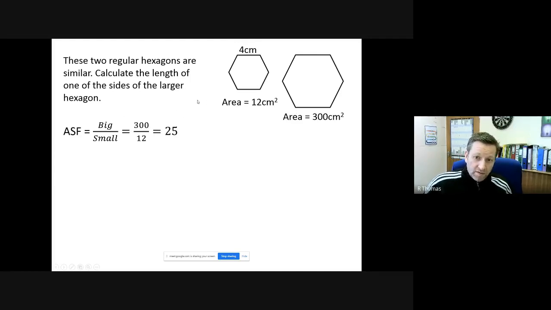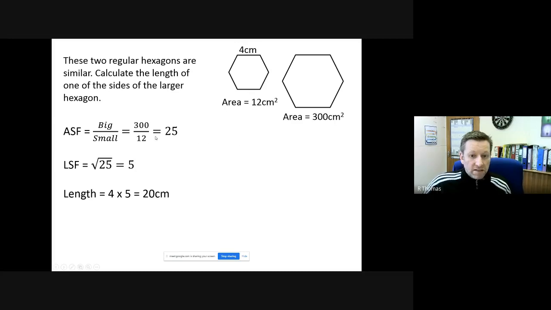So as always, do big divided by small. 300 divided by 12 is 25. That's my area scale factor. That's a nice, easy square number. We can do this one in our head. Square root that now to turn it into the linear scale factor, which is 5. It then says calculate the length of one of the sides of the larger hexagon. So I'm going to get this 4, I'm going to times it by 5, and obviously the answer is 20. Right? Easy peasy. Okay, so I'm sure that's not too challenging for any of you.